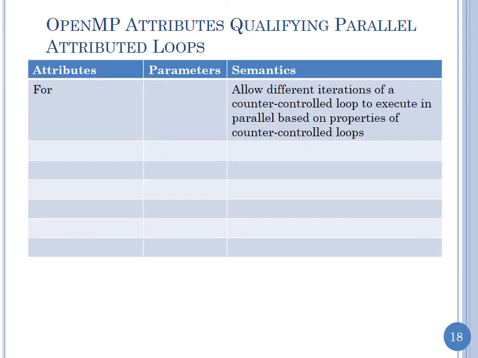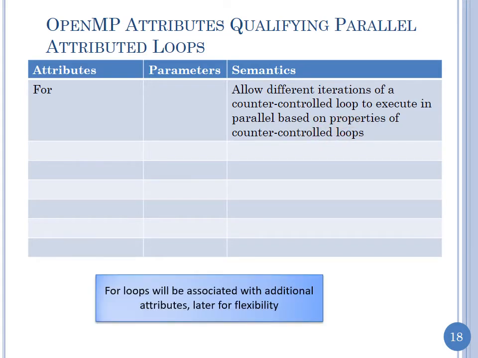So we've gone and added another attribute, which is for, and for can only be added to for loops and allows different iterations of a counter control loop to execute in parallel based on properties of the counter control loops, based on the header of the counter control loop. So we have another attribute. And we're going to add more attributes here with for loops. So in fact, the whole reduction idea is, like I said earlier, associated with loops. We use array examples because they make for compelling examples, but we needn't have an array in the loop.